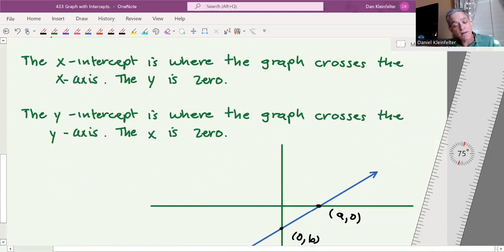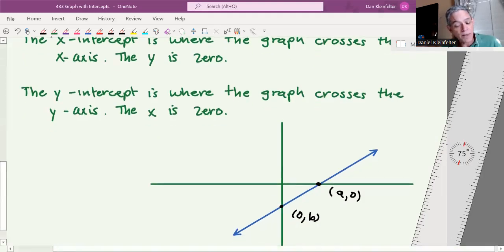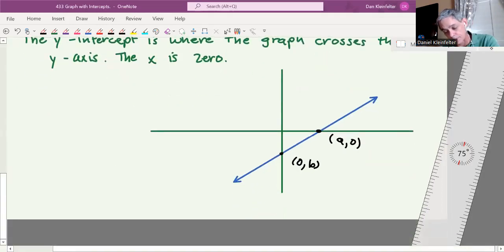So repeating that here, the x-intercept is where the graph crosses the x-axis, and at that point the y is 0. And then the y-intercept is where the graph crosses the y-axis, and at that point the x is 0. So in the picture here, (a, 0) is an x-intercept, and the y is 0. And then the point (0, b) is a y-intercept, and notice that the x is 0 at that point.